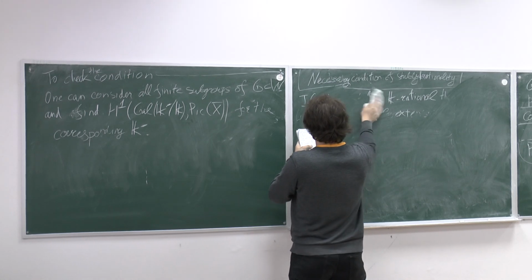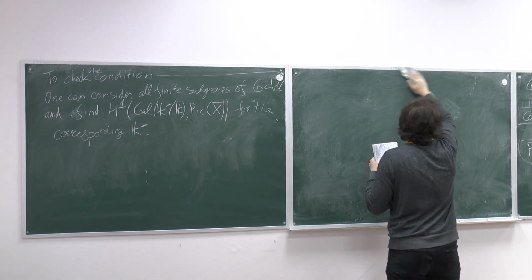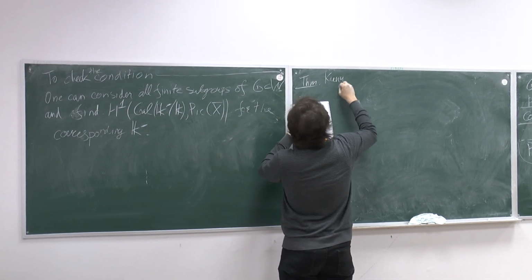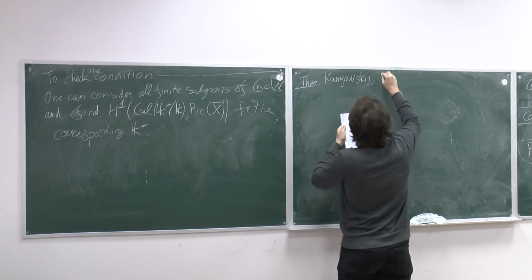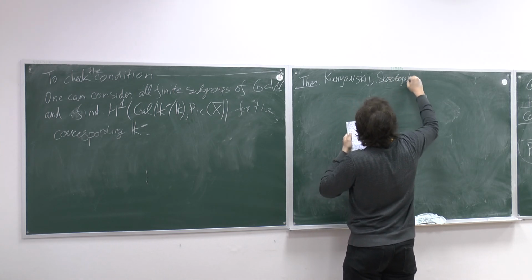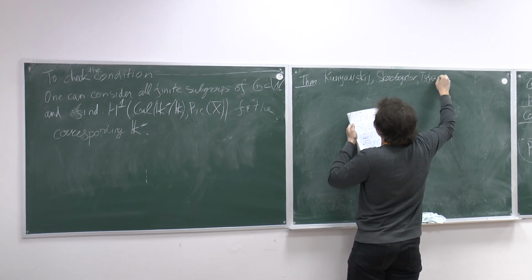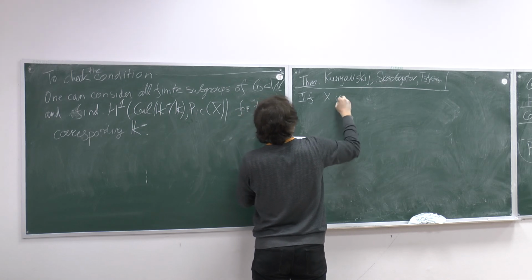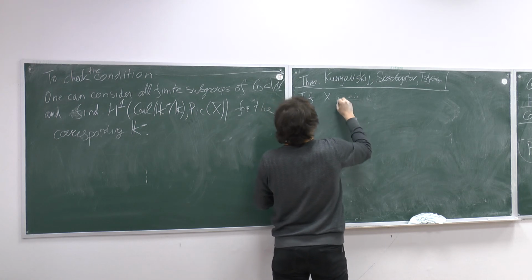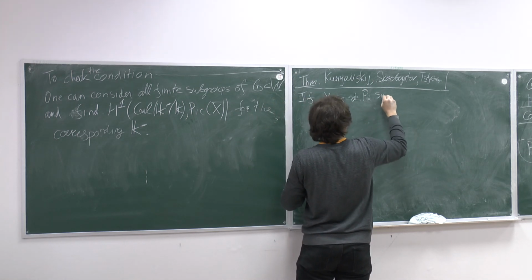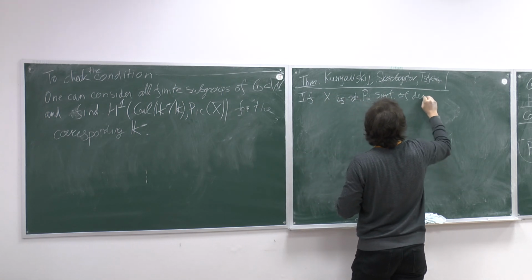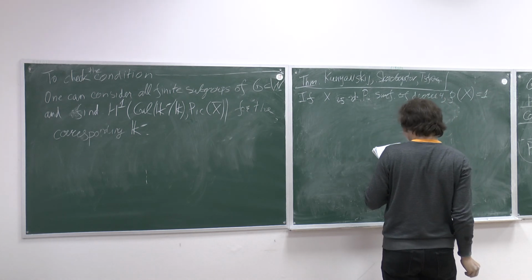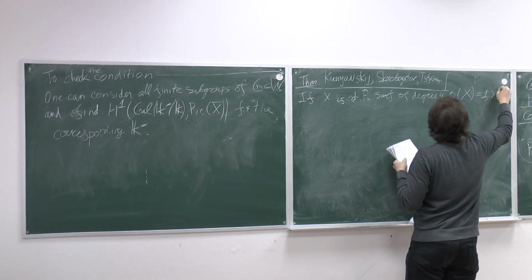And there is a result of Kunyavsky, Skorobogatov, and Tsfasman. It's a result from 1989. Suppose X is minimal, a del Pezzo surface of degree 4, and the Picard rank is equal to 1, and also we assume that X(k) is non-empty.